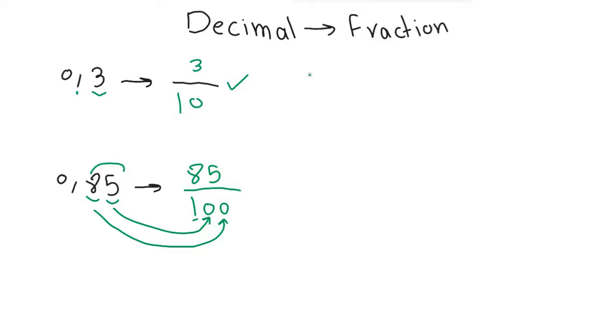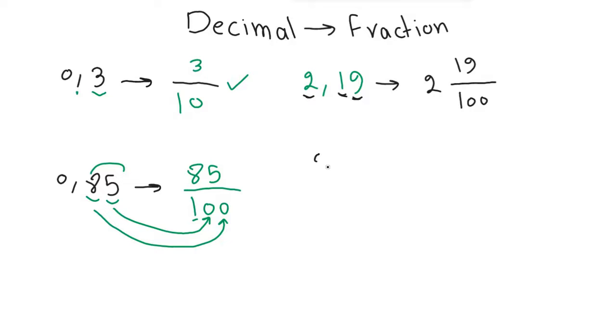If you had 2 point, for example 19, the answer is 219 over 100. Here we have two digits after the decimal. Be careful, here we won't put any 0 for this 2, because it's not after the decimal, it's before. And we have two digits here, so 100.